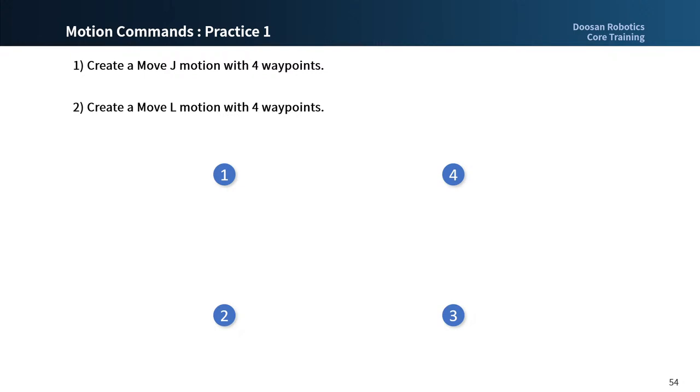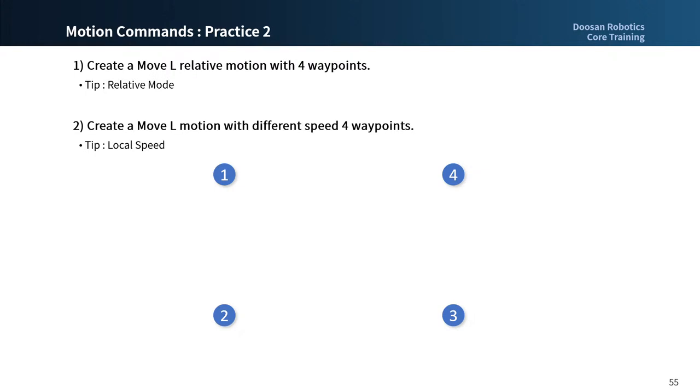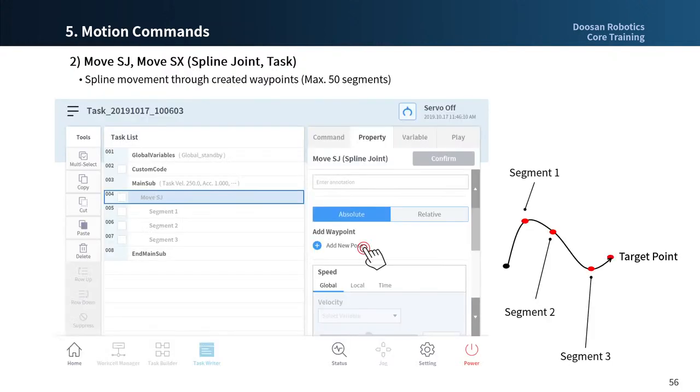These are some simple practices for each motion command, and we suggest that you practice by yourself. With this practice, you can learn about the motion difference between Move J and Move L. Also, the features of Move L, such as relative movement and local speed compared to the global speed, can be separately defined.